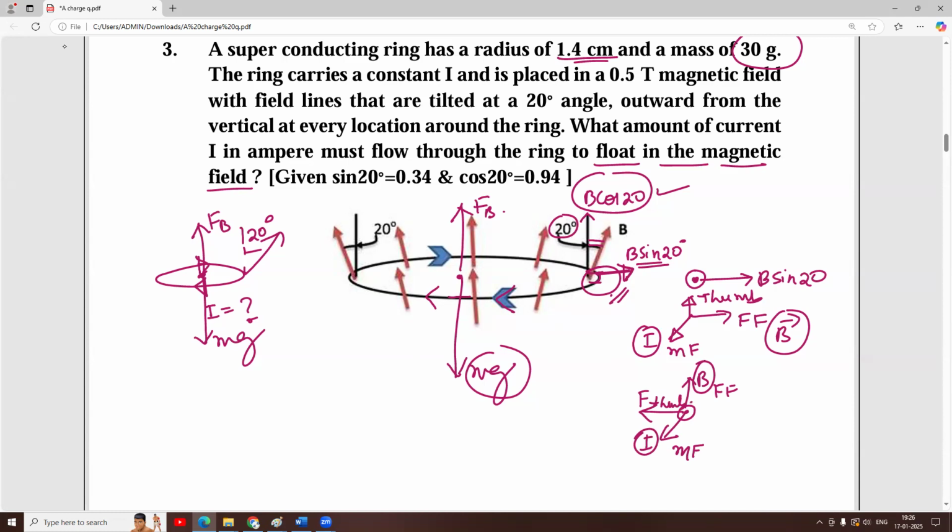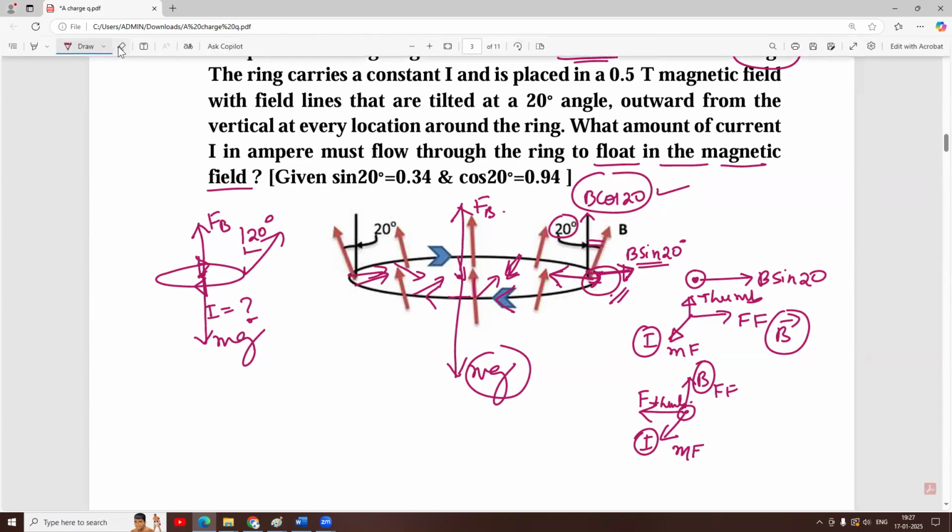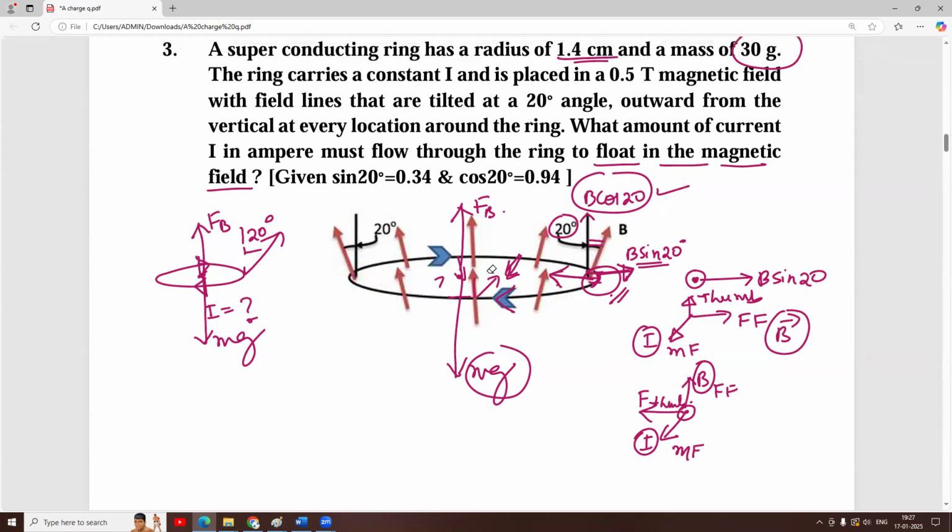Now this part of the wire will experience a force like this, and this part of the wire will experience a force like this. It will simply create a tension in the ring, and the net force will be 0, because the force here and the force there will cancel. So the net force due to all these components will be 0. That force will not take part in making the ring float. So we can leave that magnetic field, the cos component, as it will not be useful for us. We will take only the B sin theta component.